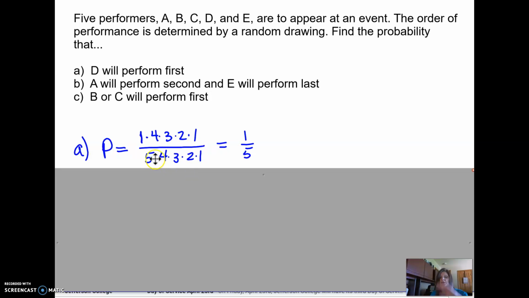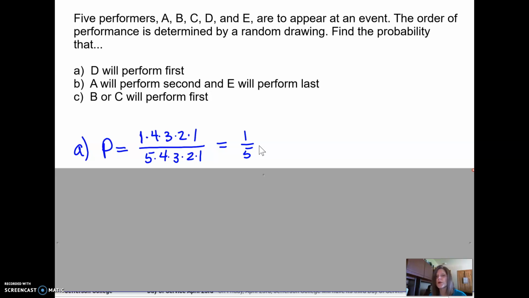So that's the top. The bottom says, I don't care who goes first. There's 5 choices. And then the next is 4, 3, 2, 1. So when I write it out this way, I can see a lot of things cancel, and we're left with a 1/5 probability, or 20% chance. That should make sense because there are 5 performers, so 1/5 chance that D is going to be first.